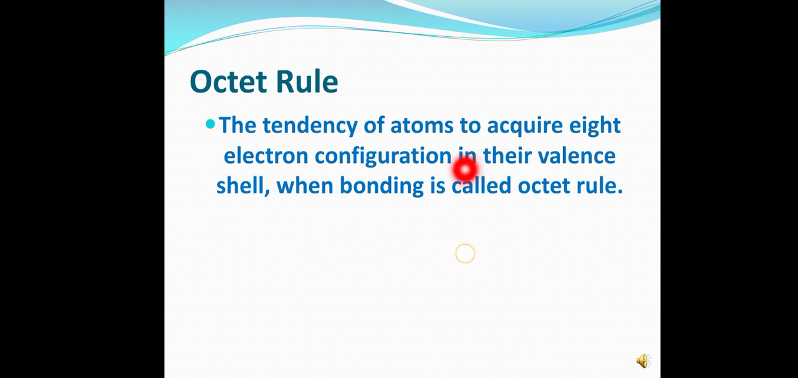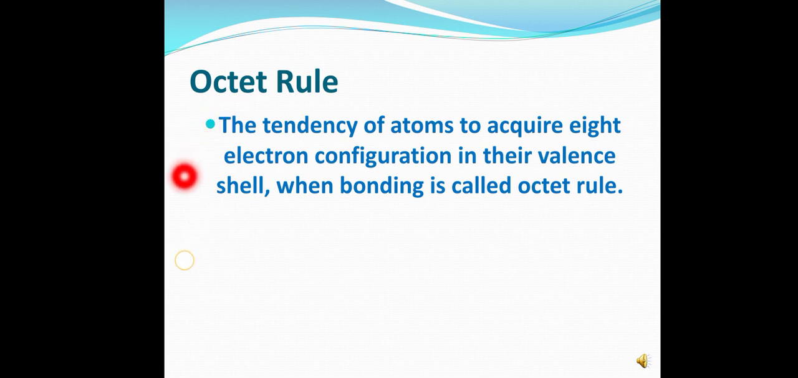That means to acquire 8 electrons in their valence shell when they are making a bond, which is called the octet rule. As I have given you the example of sodium chloride, when sodium loses its one electron and chlorine gains the one electron, chlorine would have 8 electrons. Similarly, sodium would have 8 electrons in the valence shell. So this is the octet rule, for those who have 8 or fewer electrons in their valence shell.